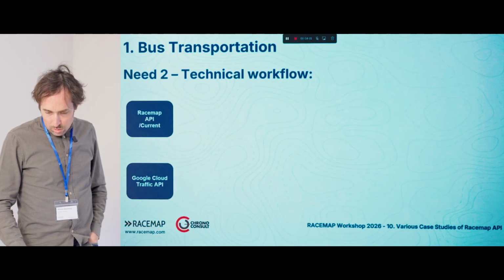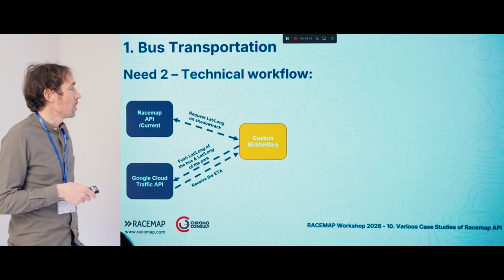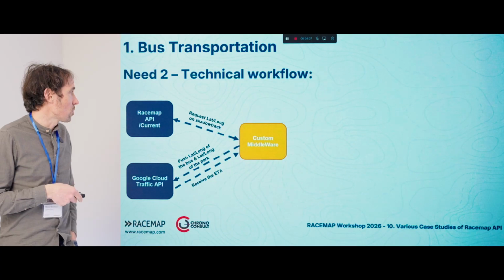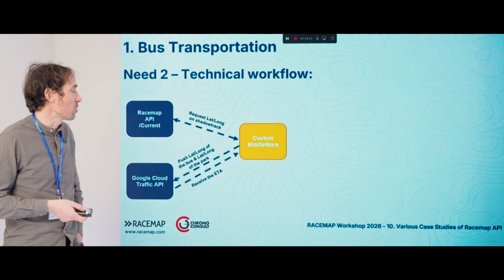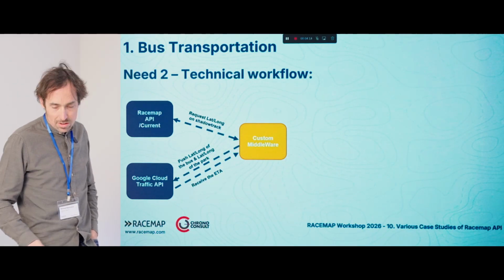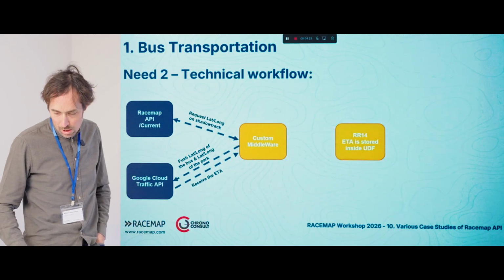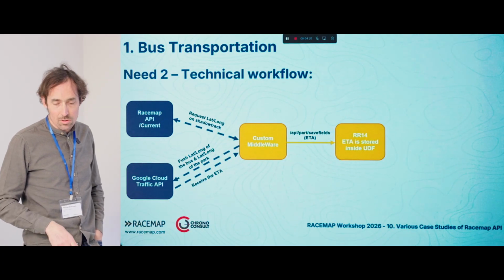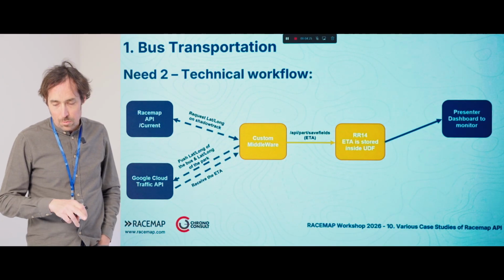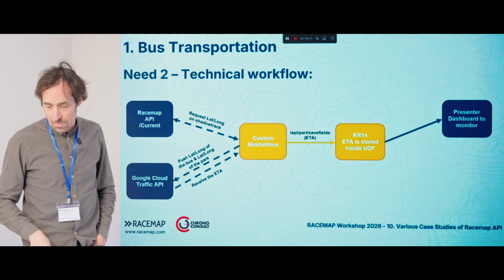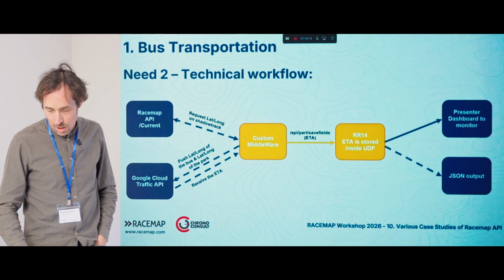The workflow is quite similar: the RACEMAP API current to get the latitude and longitude of the shuttle track, the Google Cloud Traffic API to send this information from the shuttle track and receive the estimated time of arrival, into a specific middleware to push this data into RESTresult 14 and push this to a private display as a presenter and provide them a JSON output.